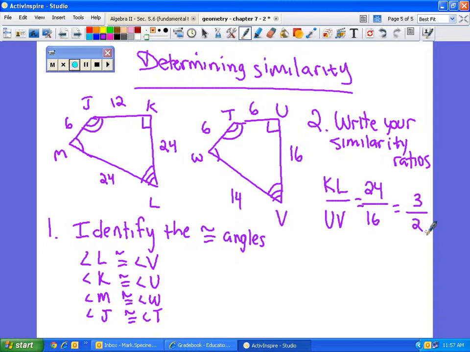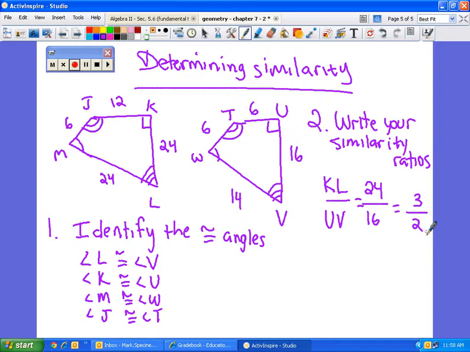So what we need is, when we compare the other sides, all 4 sides have to be in the same ratio, 3 to 2. So if we find a pair of sides that's not 3 to 2, we can then say that these polygons are not similar. And as soon as we find one that's not, we can stop. So as long as we keep finding 3 to 2, we keep going. If we find one that's not 3 to 2, we can stop. All right, so let's pick another side.